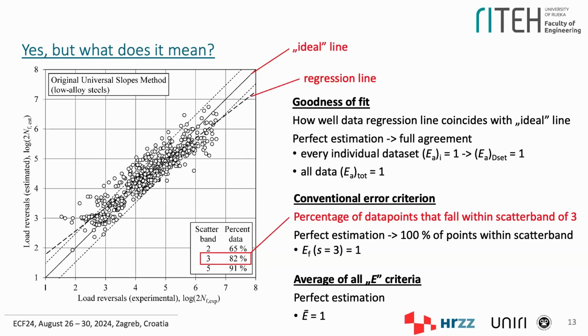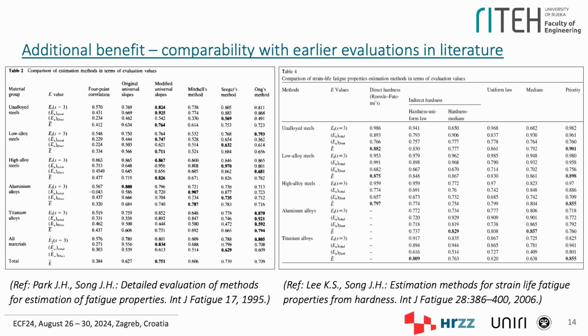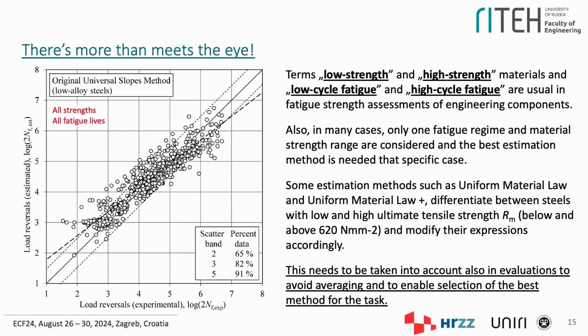If everything is ideal, individual parameters would have a value of 1. Conventional error criterion is integrated in this evaluation method. And again, we can, of course, calculate the percentage of data in different bands, but we use just the number of 3. Another advantage is that we have a lot of information and published results in literature, which can also be used as a reference.